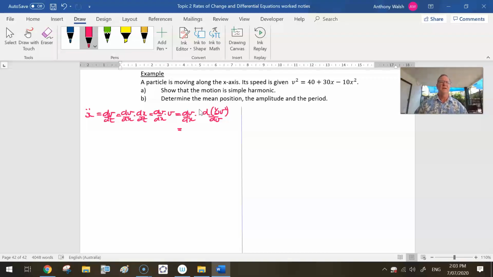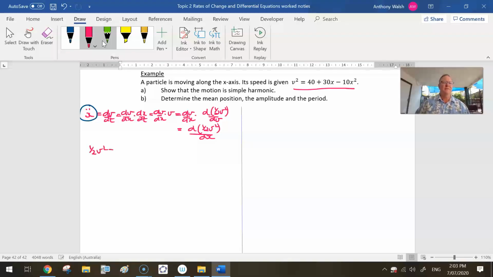So that means that I can take acceleration and say that it ends up being the derivative of a half v squared with respect to x. Again, you'll find that on the formula sheet. Now, why do we go through all of that? Because they actually give us v squared in this case. So if I've got v squared, I can find a half v squared.